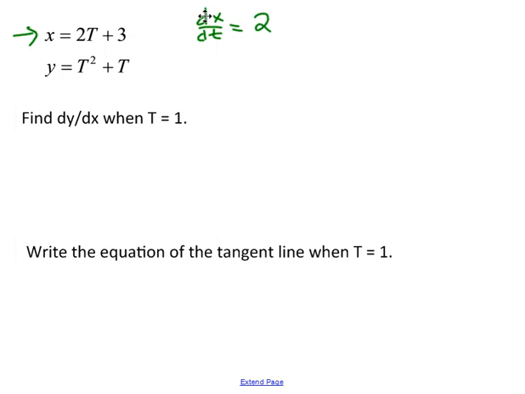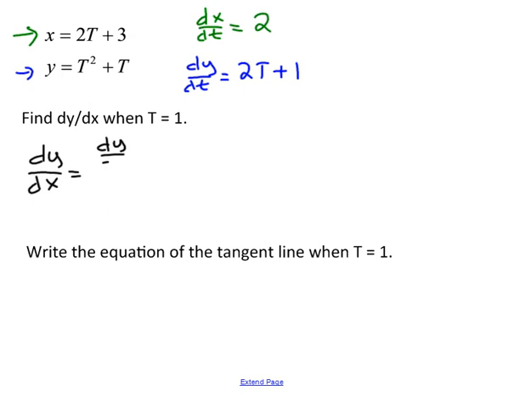Now if I think about my y equals equation, dy/dt equals 2t plus 1. Now what I want is dy/dx. So what I know is that dy/dx comes from taking dy/dt and dividing by dx/dt. Because if I multiply by the reciprocal of the bottom on top and bottom, because that's how I get rid of my bottom, now I have dy/dx.